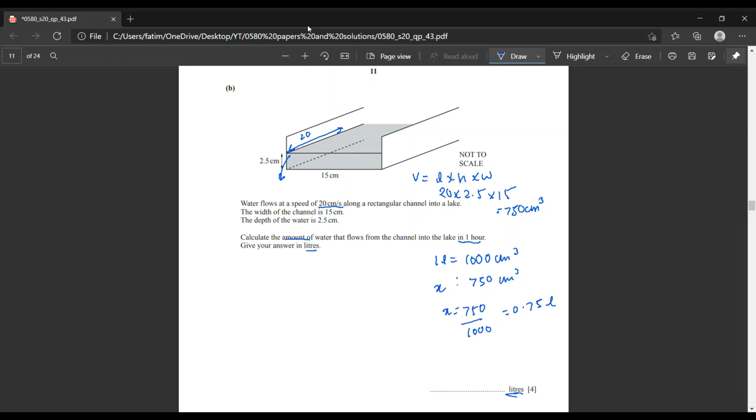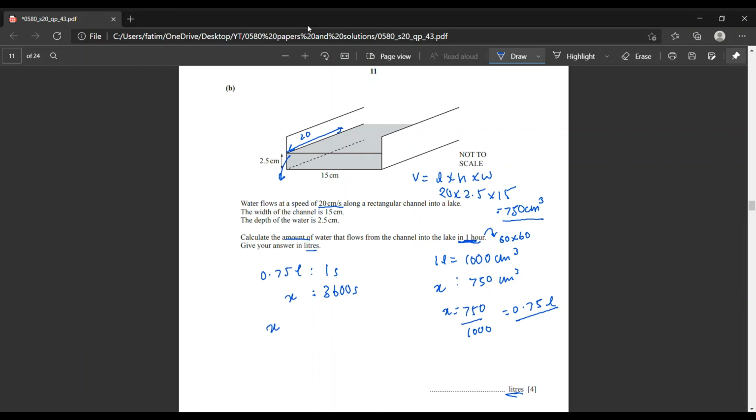So for every second that passes, we get 750 centimeter cube of water moving out, which is equal to 0.75 liters of water moving out. Okay, so that is for every second. So I'll just write 0.75 liters for every 1 second. That means in 1 hour, how much are we supposed to get? Now 1 hour is 60 into 60, right? Those many seconds in total. So that's 3600 seconds. We have to calculate how many liters of water passes in the channel in 3600 seconds.